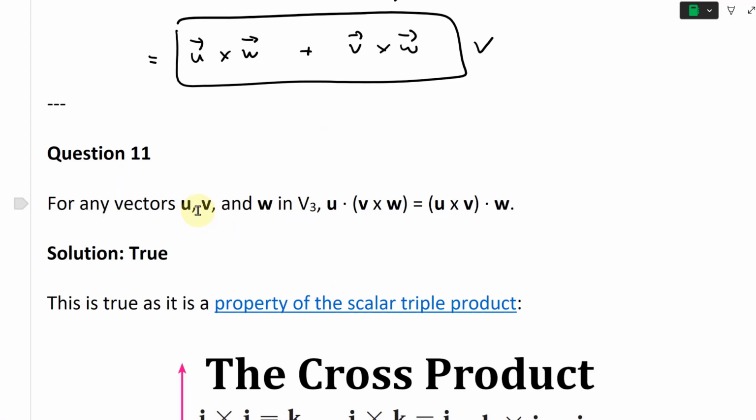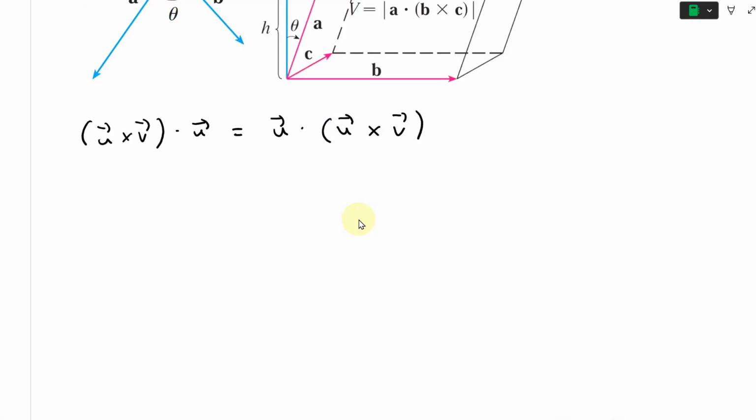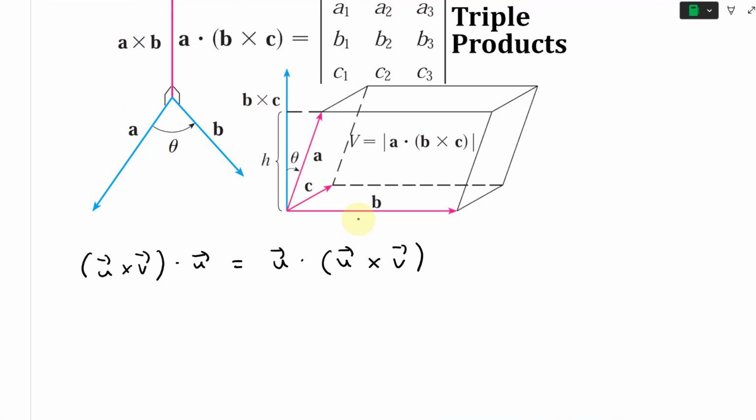And here, quickly teleported, this is question 11. This one we already showed is true there: u dot v cross w equals u cross v dot w. So in our case, w is equal to the u vector, so we can just interchange them. And the reason we're doing that is so we can now write this as a determinant.